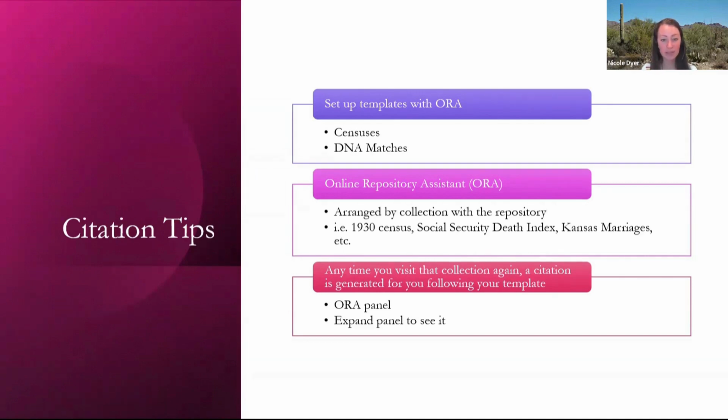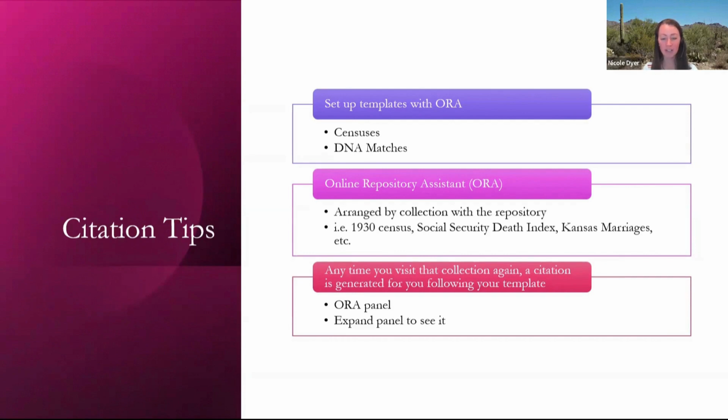And the way that this tool works is that it helps you create text templates by collection. So it's arranged by collection within the online repository. Online repository just refers to the sites with genealogy data like Ancestry and Family Search, Find a Grave, and so forth. So the way that it works is by helping you make templates for each collection. So a collection could be the 1930 census, or the Social Security Death Index, or Kansas marriages.